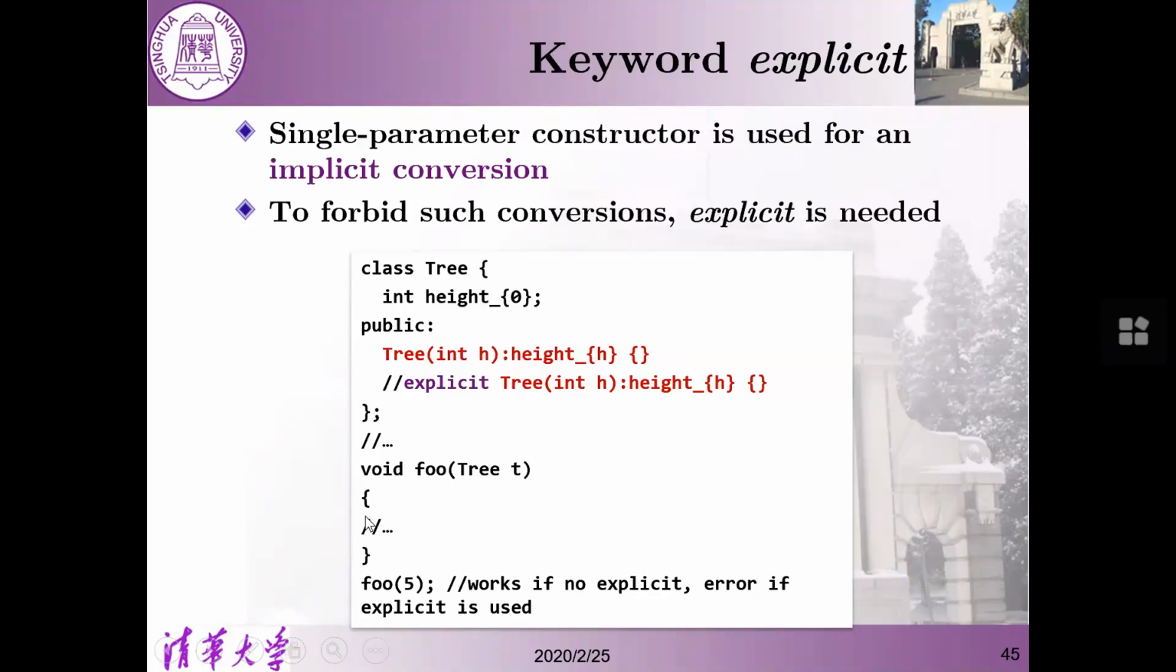Interesting, right? But sometimes you may not want that. Maybe this is a typo. The user carelessly used this function. Maybe he does not want to use it like that. Then you need to put the keyword here. By putting the keyword here, this implicit conversion is forbidden. Then for this function call, you'll get a compilation error. Okay.